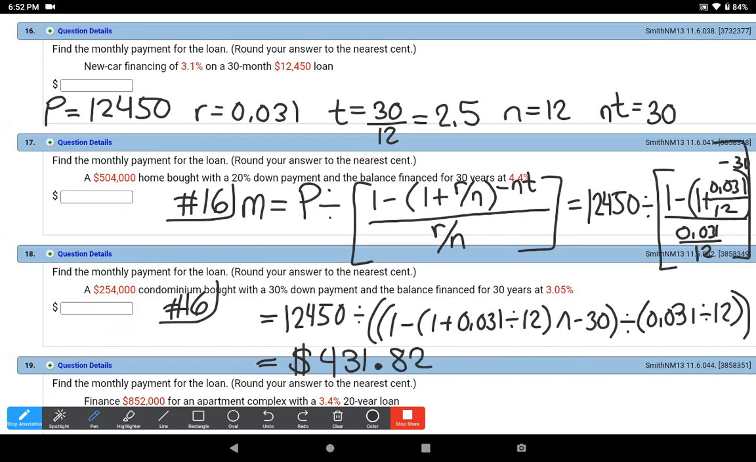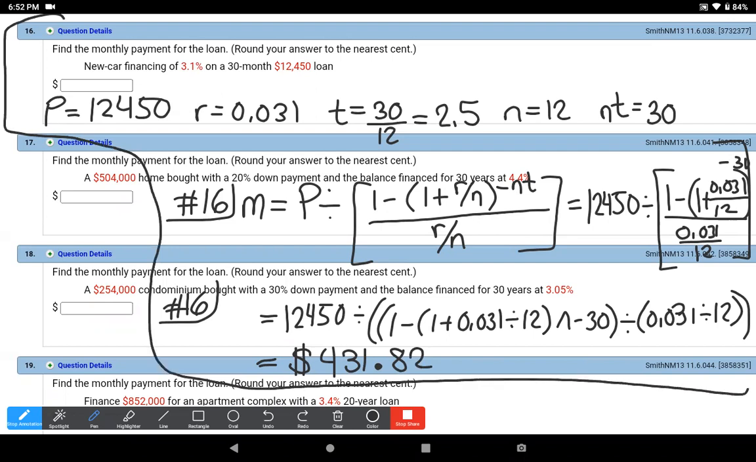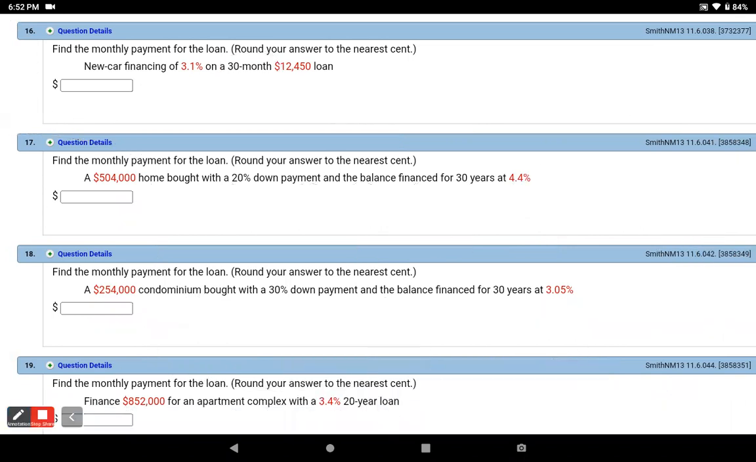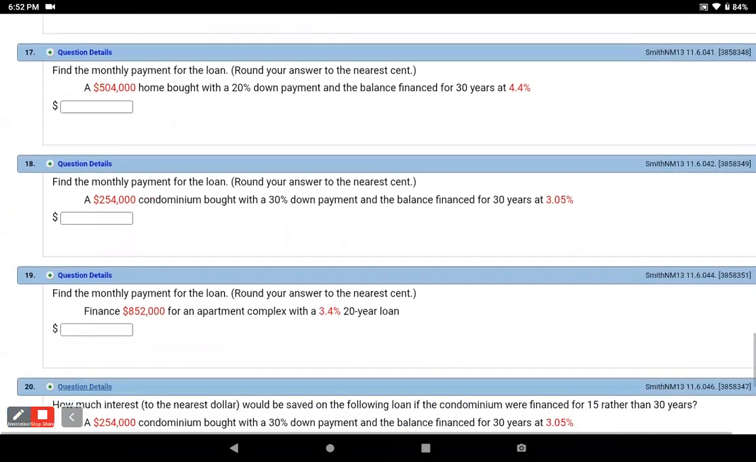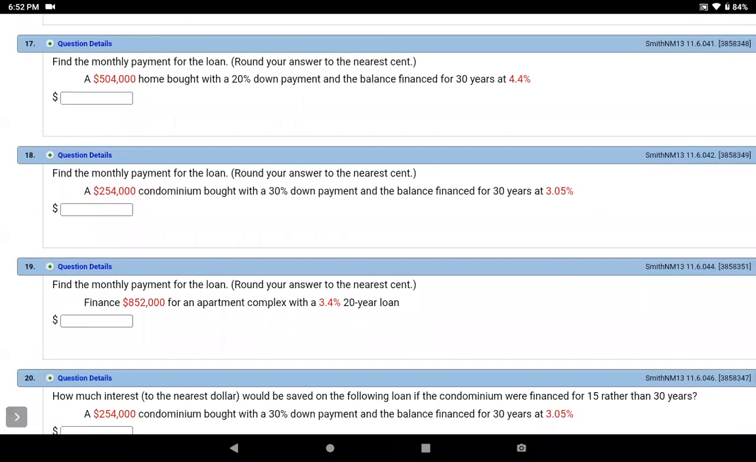So number 16 is the monthly payment for financing this new car is going to be $431.82 per month. So the trick here was in the 30 months, right? So once you get comfortable, then they're like, oh, we'll try this now, right? We'll try this weird thing now. Okay, so let's try this weird thing now on what's going on in 17.